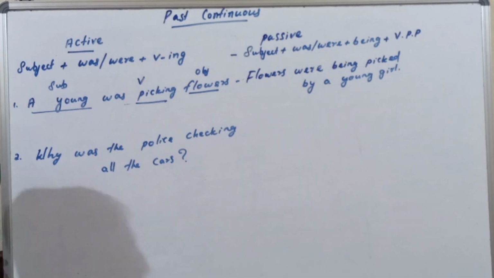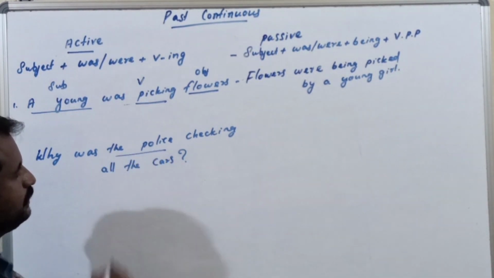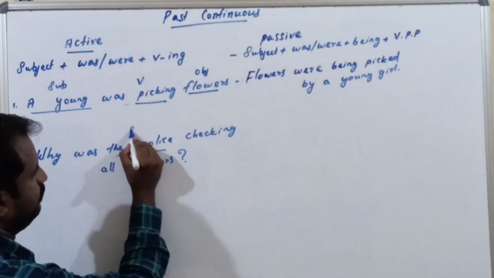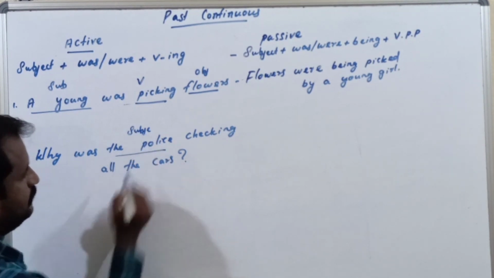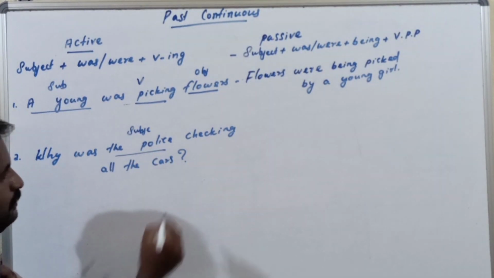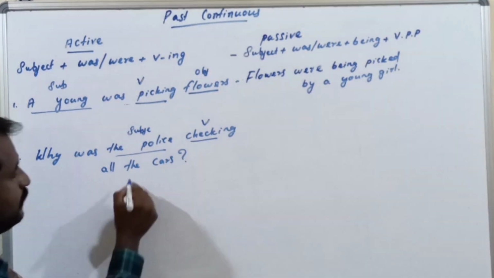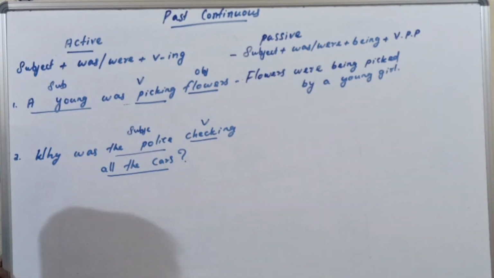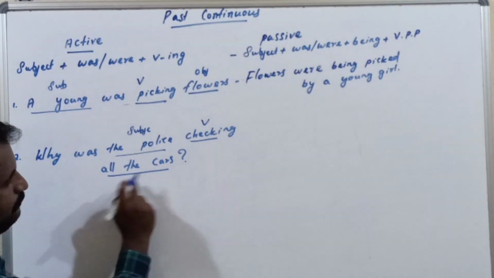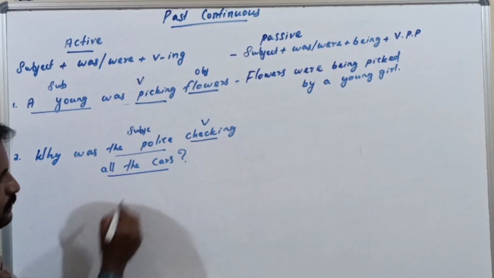WH, let it be here. Subject. Who is doing the action here? Police, right? Police, subject. Verb, checking. And object, the cars, all the cars. Not only cars, all the cars. Every car we are checking, right? Yes. So that is the object.